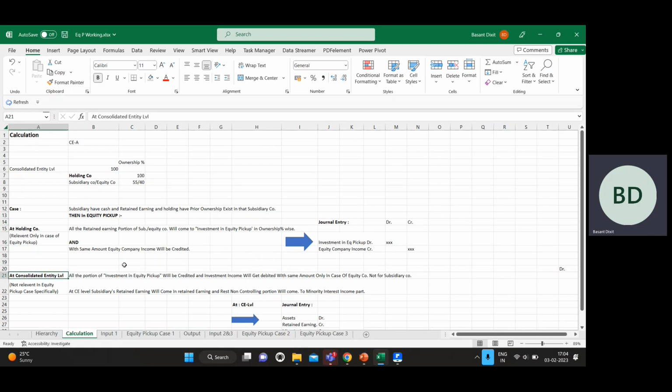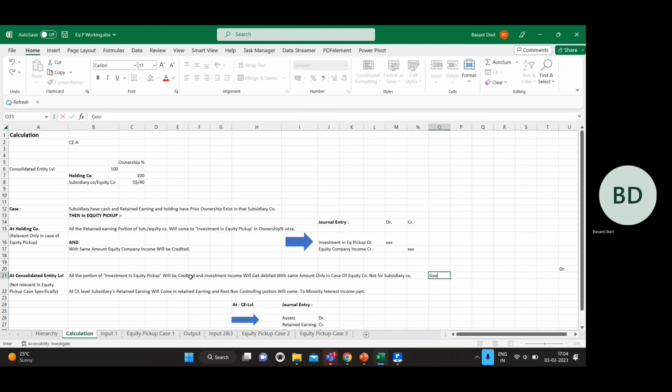And what will happen at the consolidated entity level? At the C level, when we see all the data of all the subsidiaries in the hierarchy, all the portion of investment in equity pickup will be credited. Whatever comes in will get credited, and the amount will go to the investment income account. This will only happen in the case of an equity company, not a subsidiary, because in a subsidiary we calculate the goodwill. That is why we don't consider this at the C level.